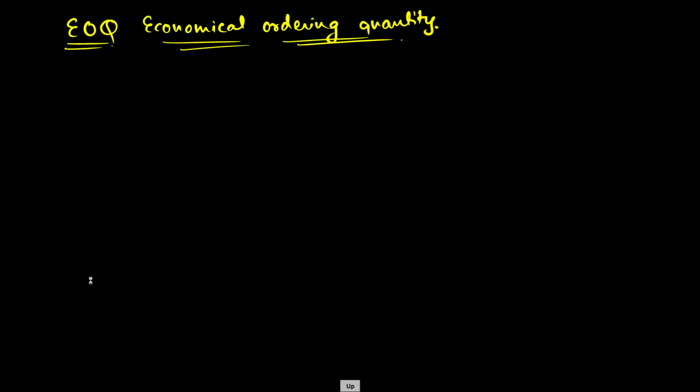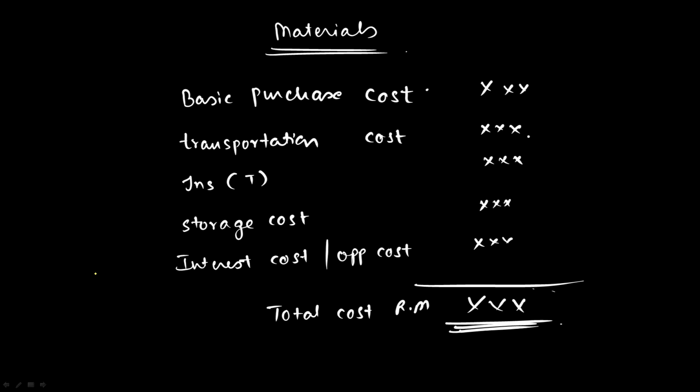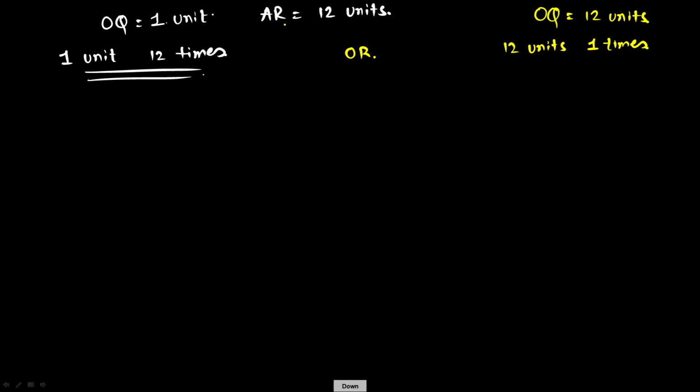Let us go to my first slide, which is this. I will be assuming that my basic purchase cost remains the same. So what does it mean? If my annual requirement is 12 units, one unit is costing rupees 1000. It will remain the same. So 12 units will be costing 12,000.